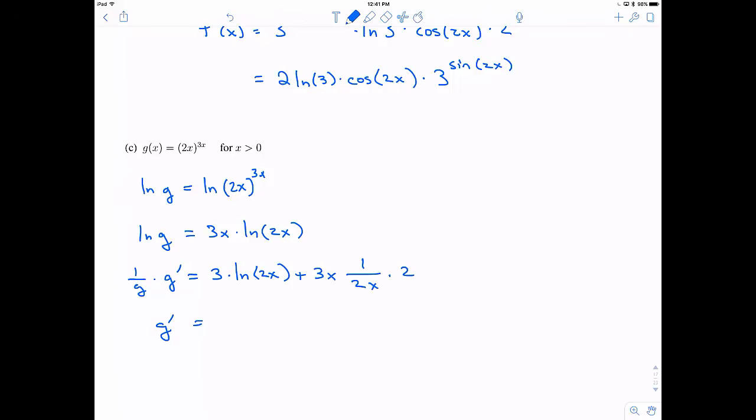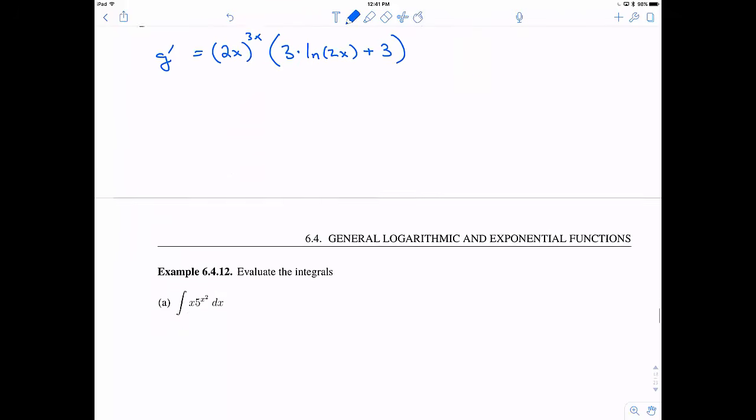So I can get g prime is equal to, and g, right? So I would multiply by g on both sides. And then this is 3 times the natural log of 2x. And now the cancellation that I had talked about before: these 2 cancel, these x's cancel, so the only thing that's left here is really the 3. So plus 3. And there we go. That's how we can differentiate this function.